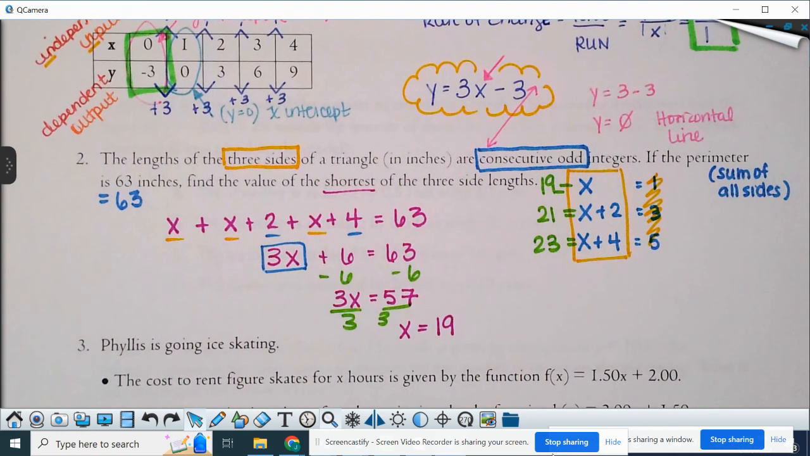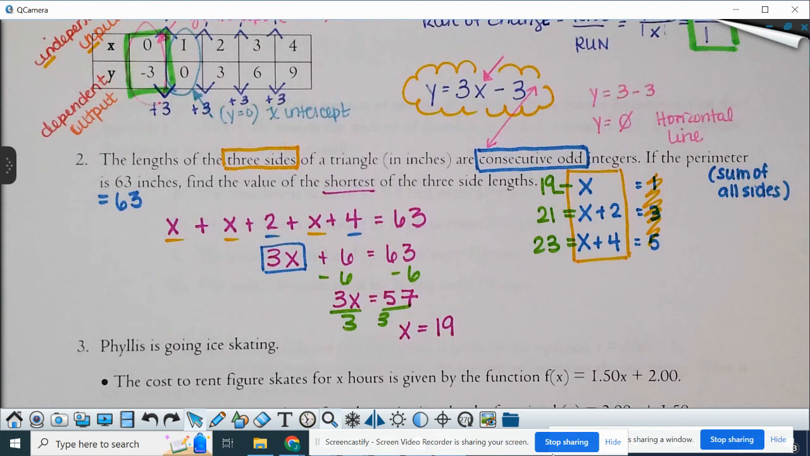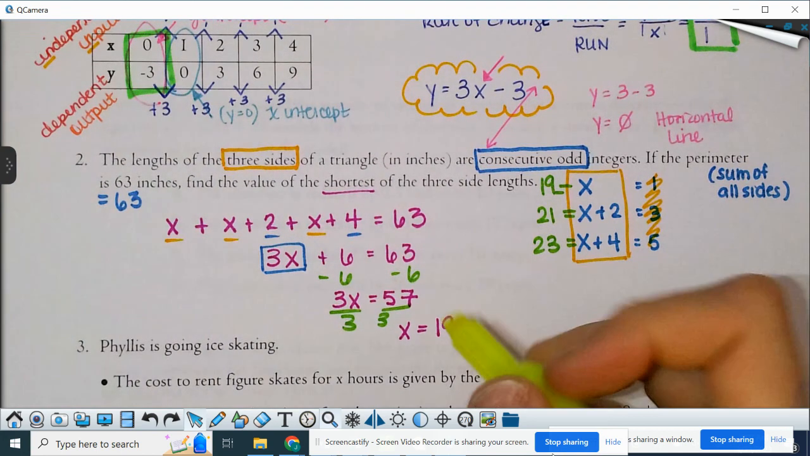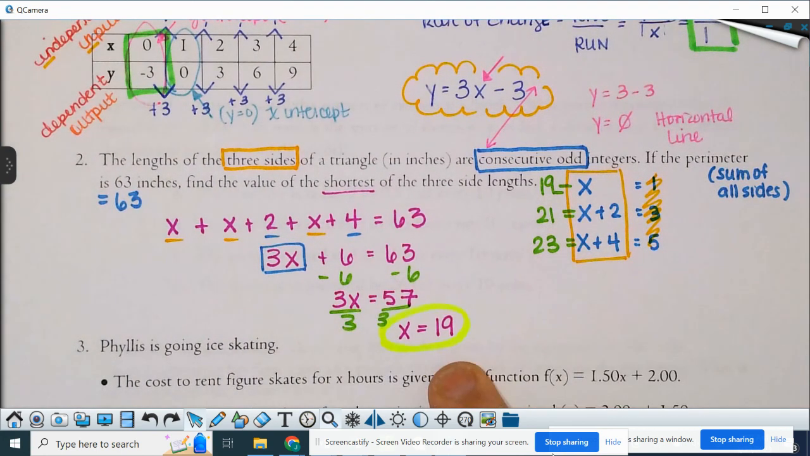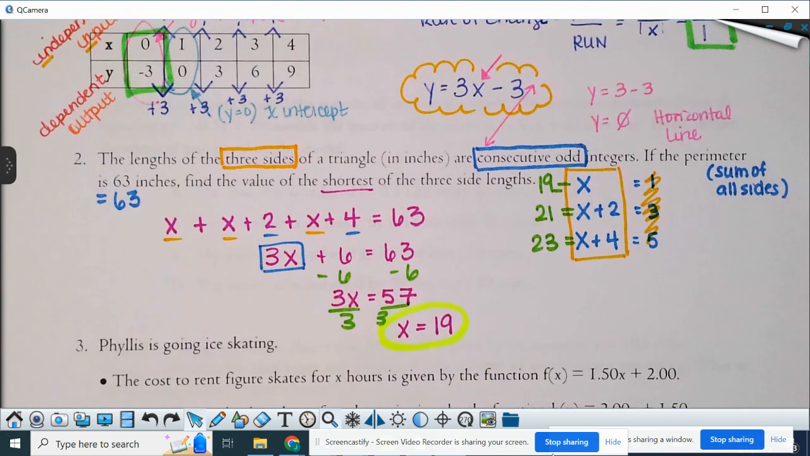Find the value of the shortest of the 3 sides. So what is the shortest of the 3 sides? Yep, 19. Which in this case, you did come up with it when you did your math, but be careful because that is not always the case. And that's why I highly recommend just always making your list of 19, 21, 23 in case it messes up.